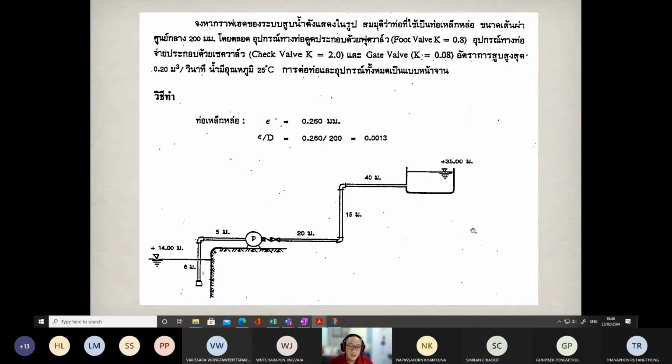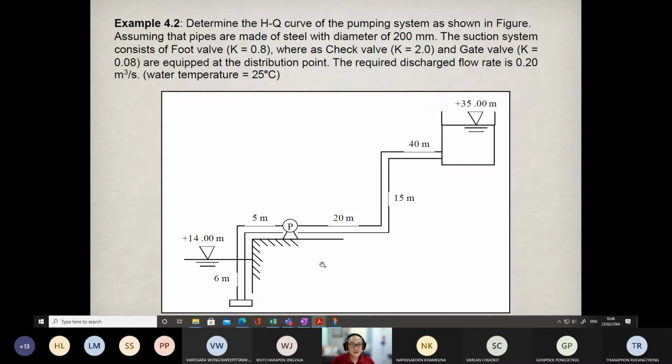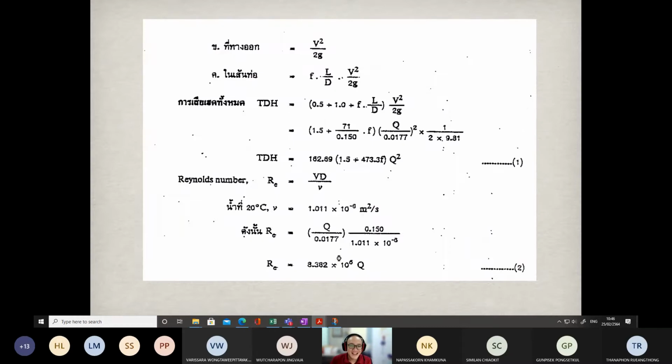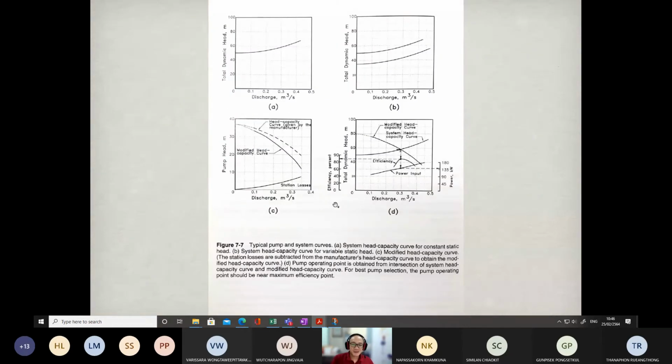It depends on the elevations, water levels different. And if we want to select the pumps corresponding with this installation, so how we can do that? That is the problem. So the major point of this topic is how we can select the pumps appropriate for our system. So in this case, what can we do?